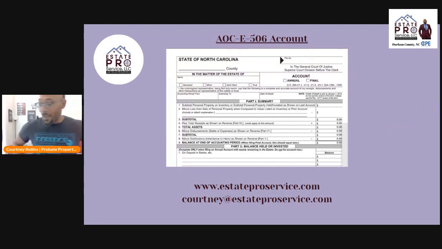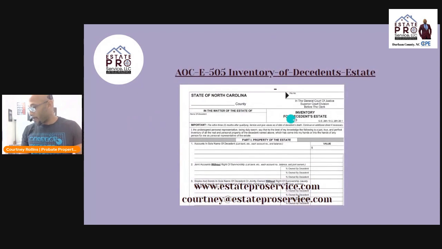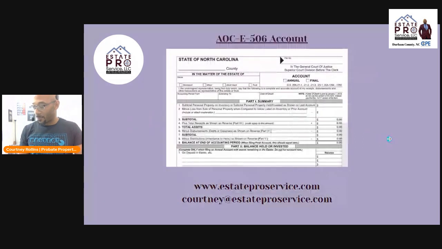And then we have AOC-E 506. That is the account. When the estate is ready to be closed out, this is how you'll show that all the assets have been distributed, and all debts, of course, have been addressed and rectified first, and then the assets distributed. This will show zeroed out. But you also need the following form, which is 521. So that's the AOC-E 506 account.